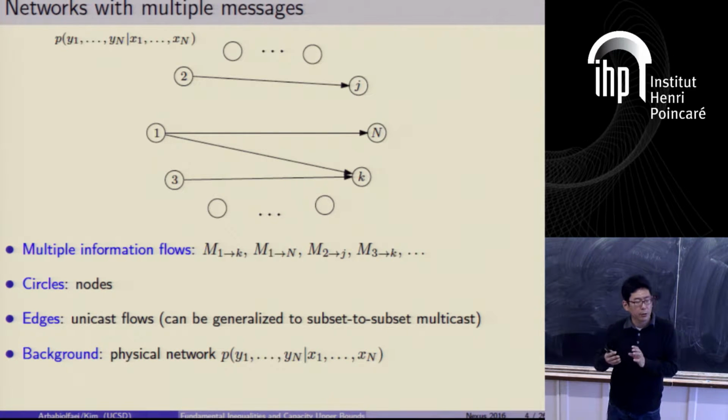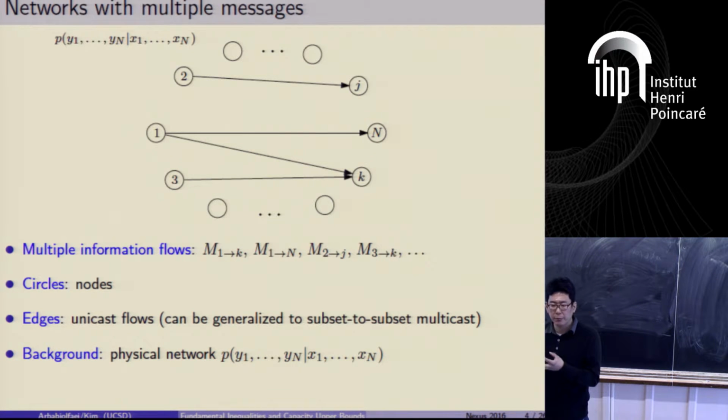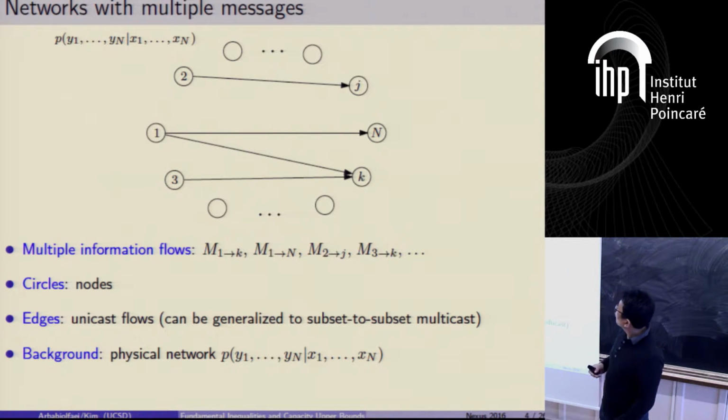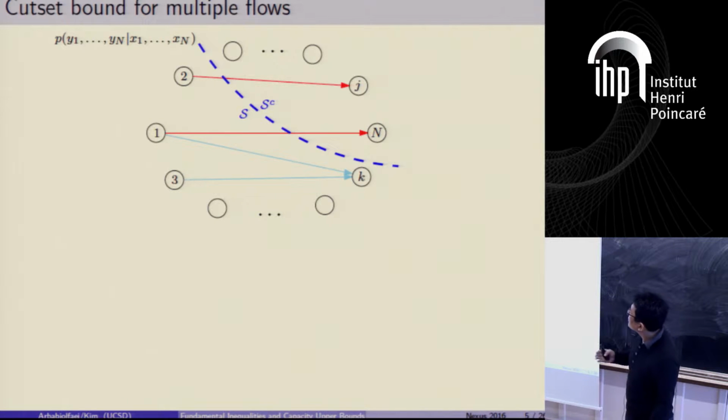So in general, roughly there are 3 to the n. For an n-node network, there are roughly 3 to the n different message flows you can think about. But here we are limiting ourselves to unicast flows, right? So this is the flow diagram of the network. And then the cut-set bound by El Gamal extends in the following way.